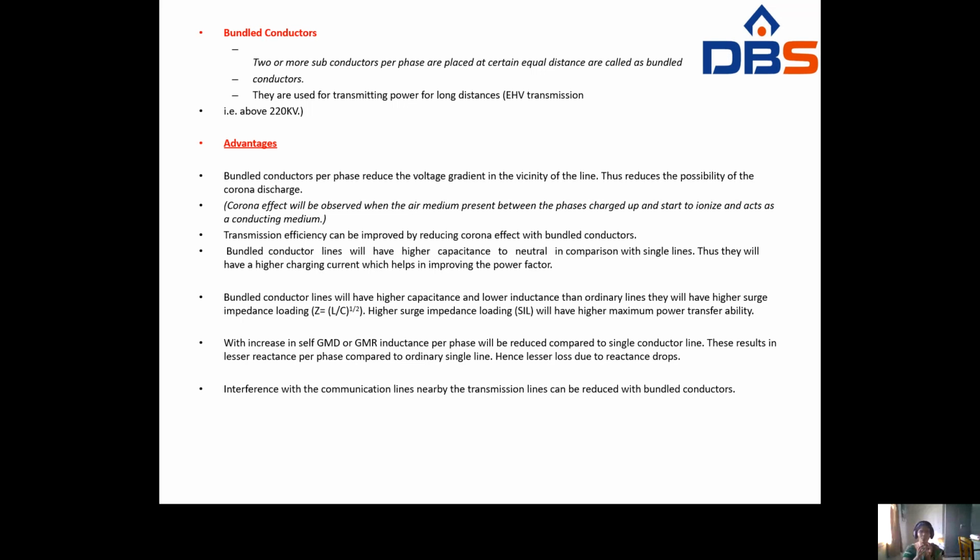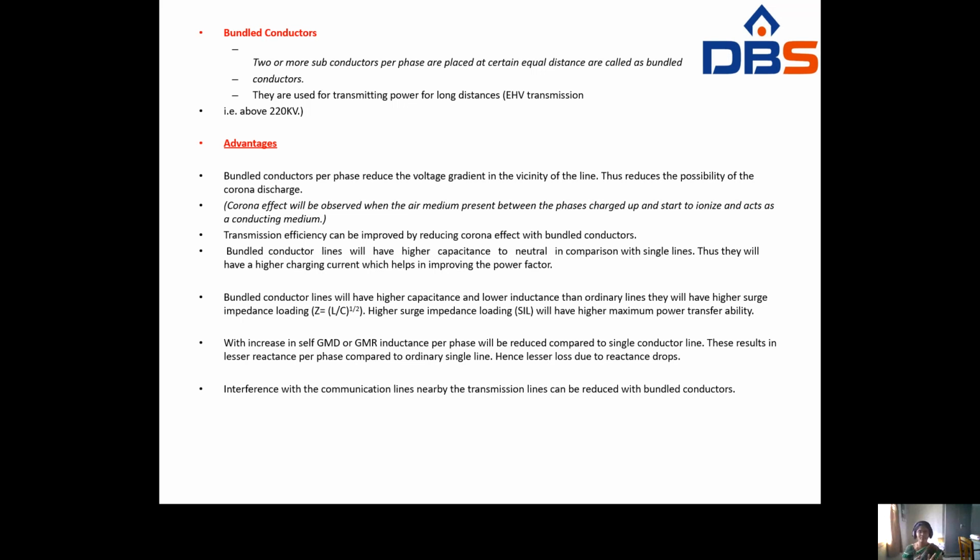Okay, so that means two or more subconductors per phase placed at certain equal distances are called bundle conductors. They are used for transmitting power over long distances. That means these are used for EHV, extra high voltage transmission, that is above 220 kV.